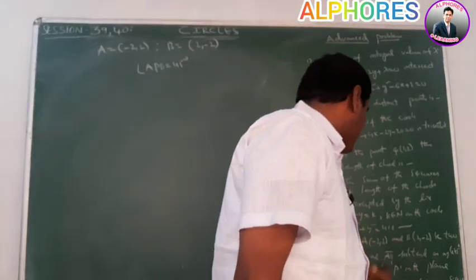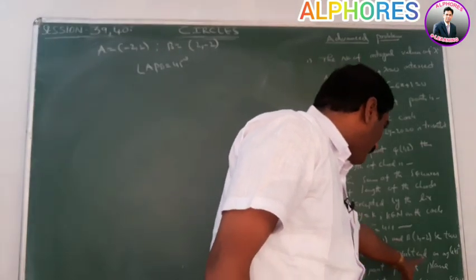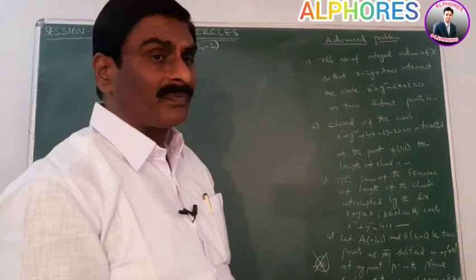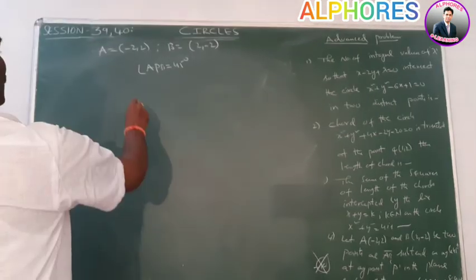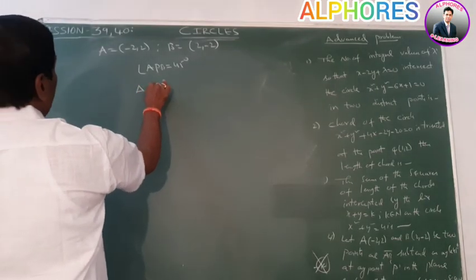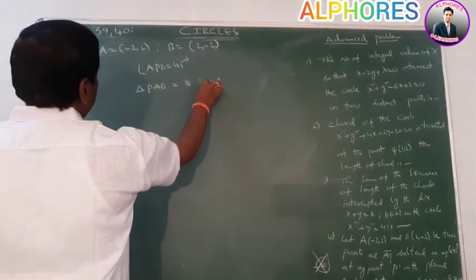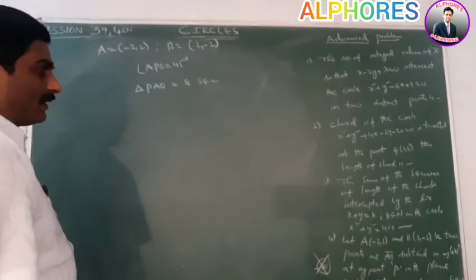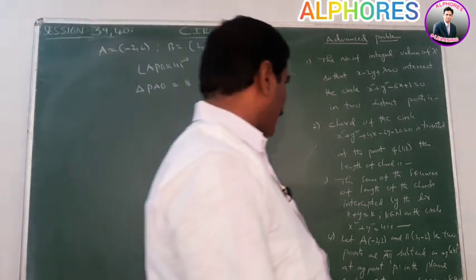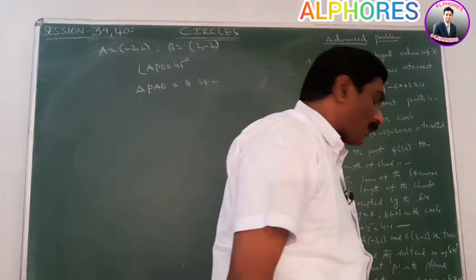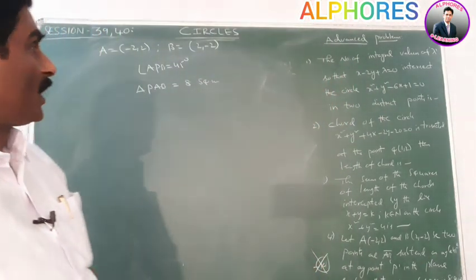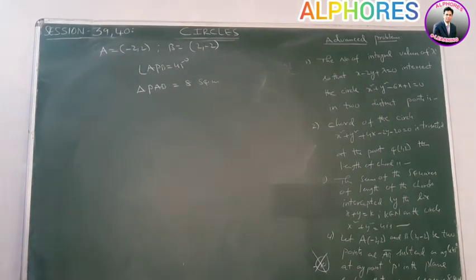And AB subtends an angle of 45 degrees at any point P in the plane, in such a way that the area of triangle PAB is 8 square units. Then the number of possible points P is dash.